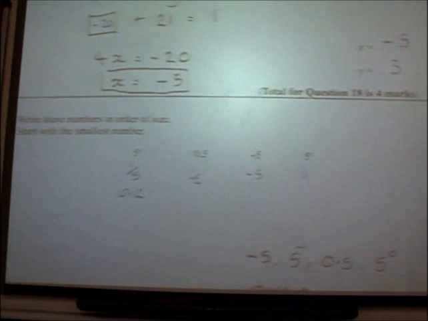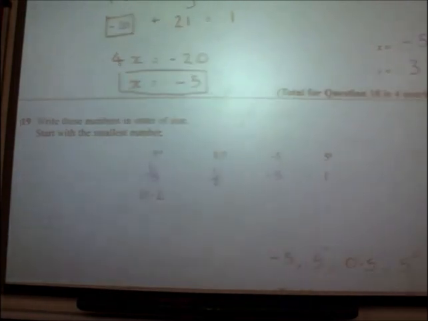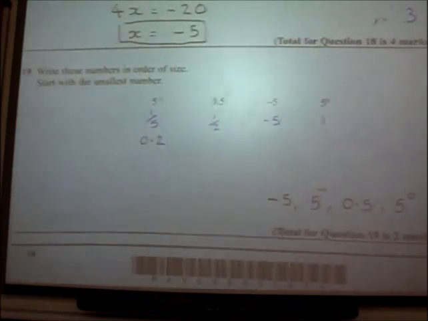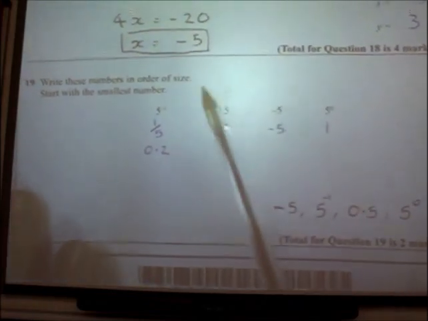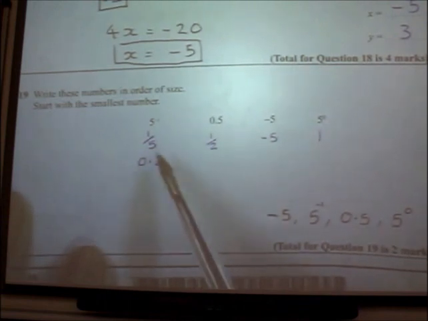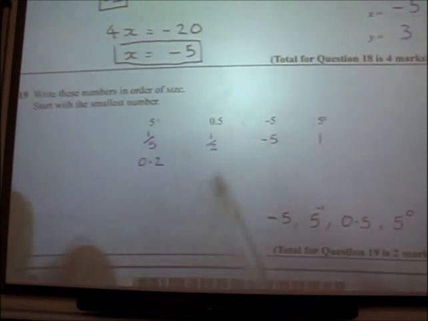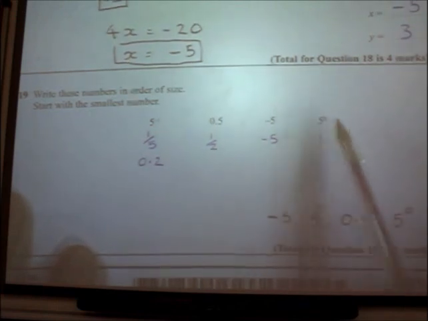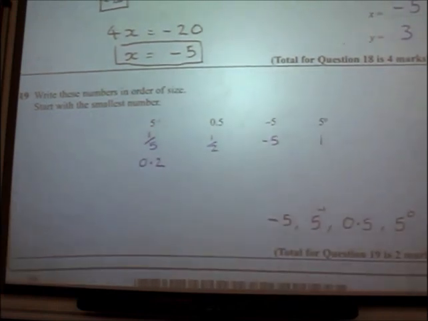Next one, underneath: write the numbers in order of size, starting with the smallest. I think you can see the whole question on here, but I'll talk you through it. 5 to the minus 1 means 1 over 5, so it's 1 over 5, or 0.2, so I'm not sure if I'm going to do them in fractions or whole numbers yet. 0.5 is a half, minus 5 is minus 5, and anything to the power 0 is 1. So 5 to the power 0 is 1.